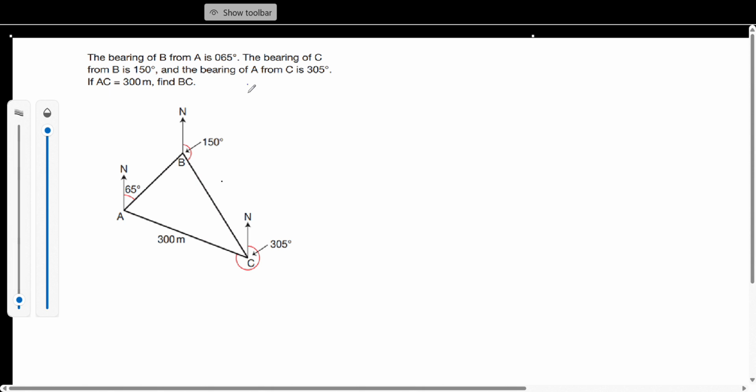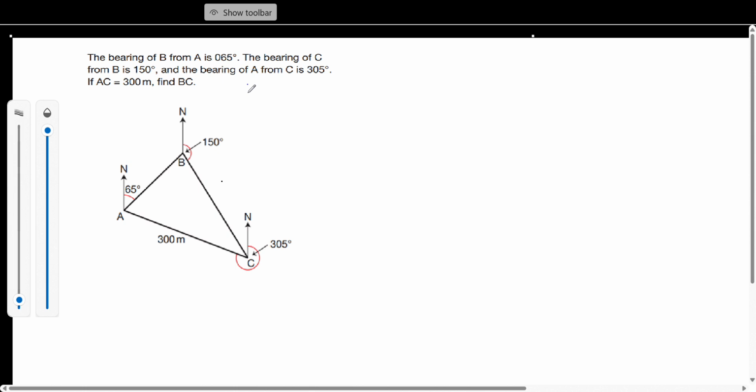In this trigonometry question involving bearings, we have the diagram given here and the bearings explained. Bearing of B from A is 65, bearing of C from B is 150, bearing of A from C is 305, all clearly labeled with the north reference also. If AC is 300, find BC.